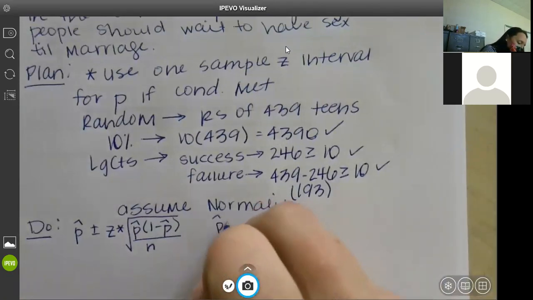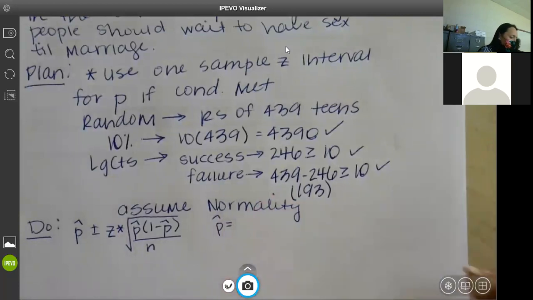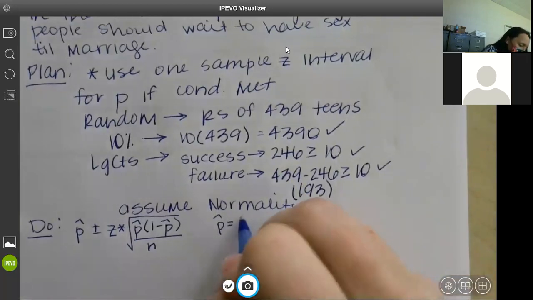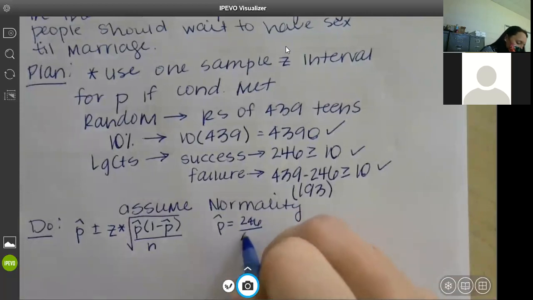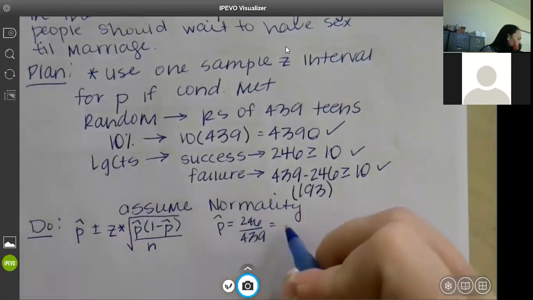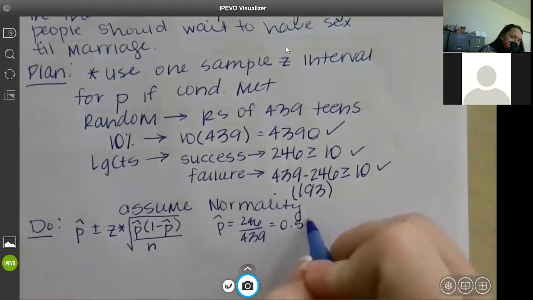What is your proportion? How do you get it? Say it again. Yeah, your want over your total. What's your want? What was our success? You could even do success over total. 246. What was our total amount we surveyed or took a sample of? This gives you 0.56.